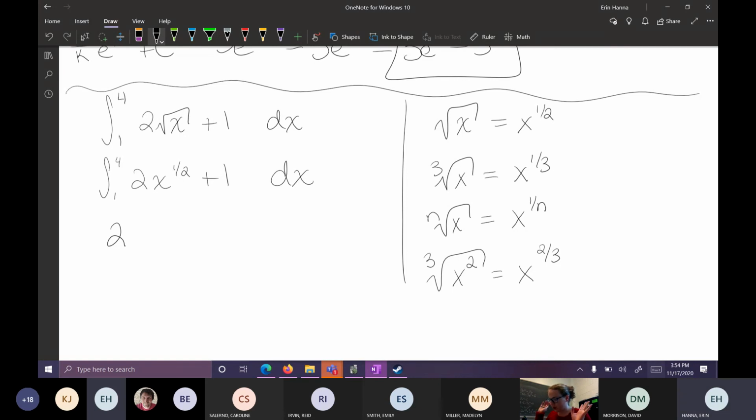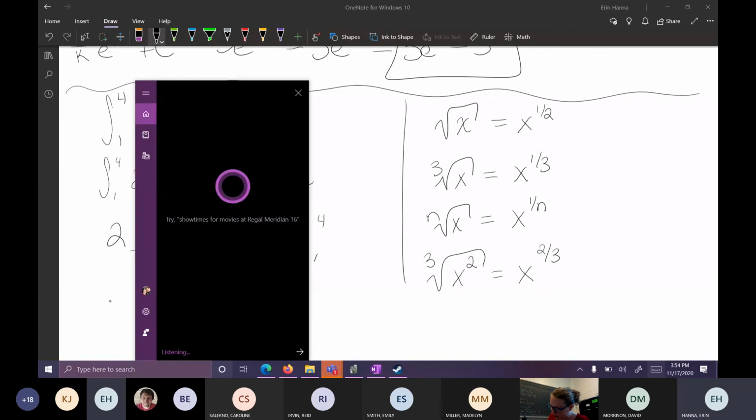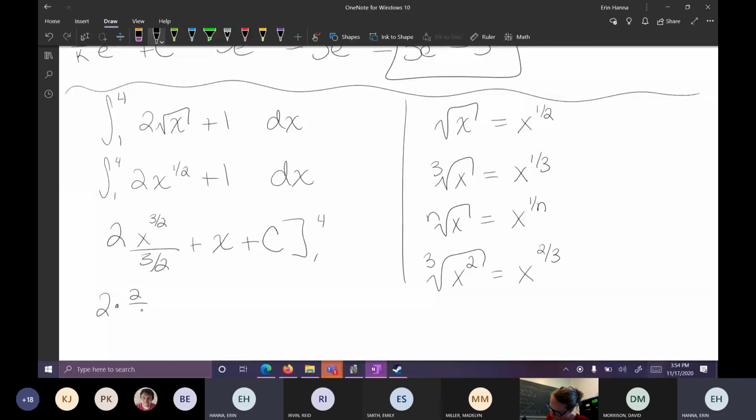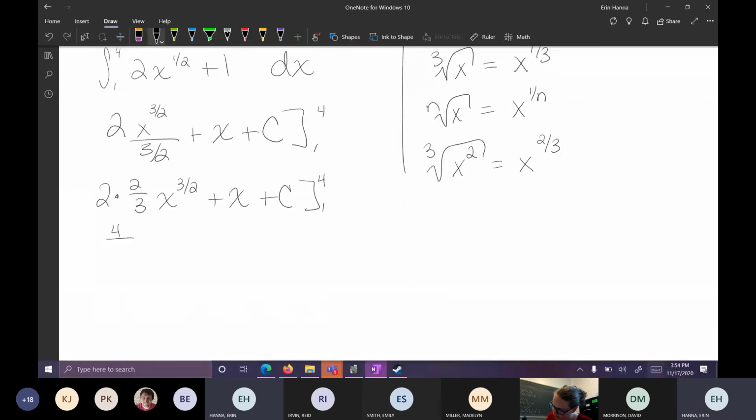We add the power, so 1/2 plus 1 would be 3/2, and we divide by that new power. And then the antiderivative of 1 is x, plus c, from 1 to 4. Dividing by a fraction is the same as multiplying by its reciprocal. So this would reduce to 4/3 x to the 3/2 plus x plus c from 1 to 4.